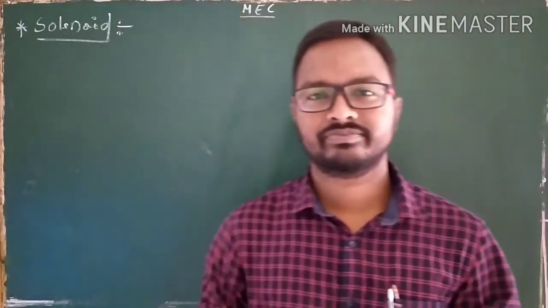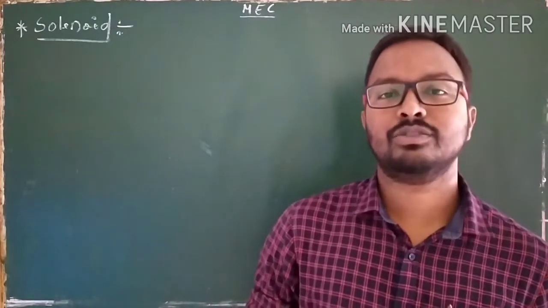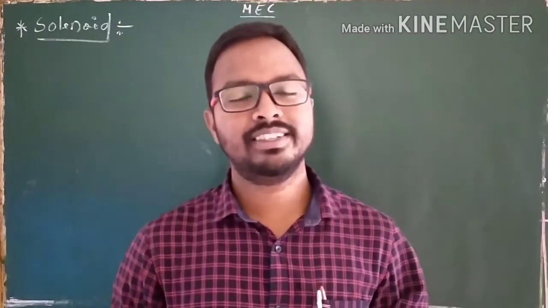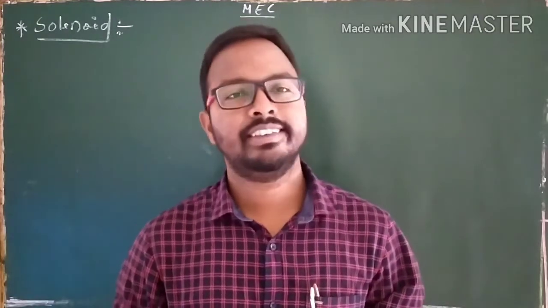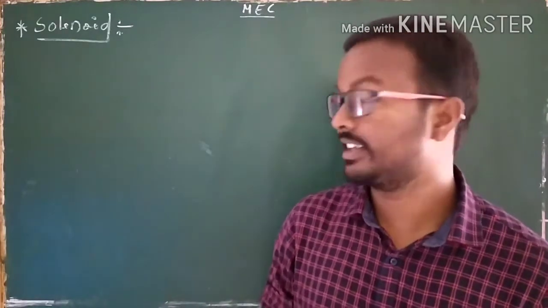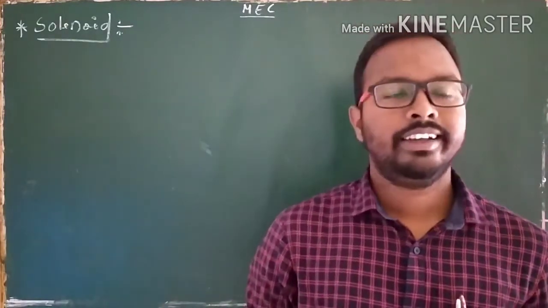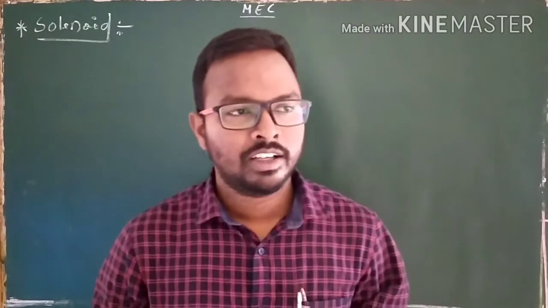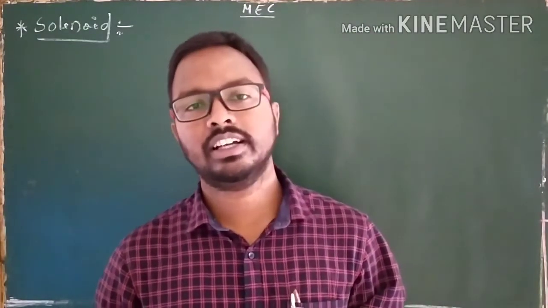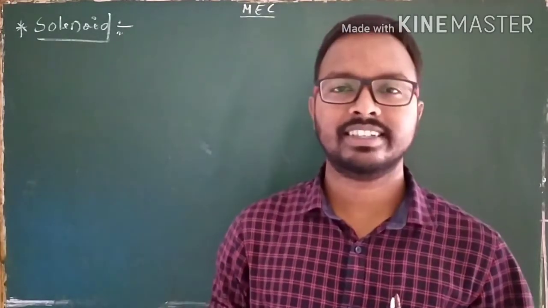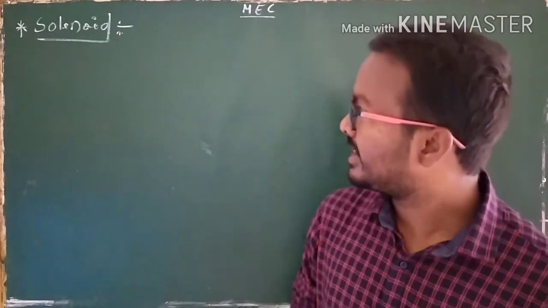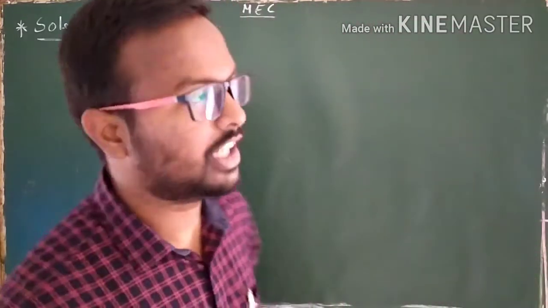Hello students, last class we discussed what Ampere's circuital law is and its application, how to find the magnetic field strength due to hollow and solid infinitely long cylindrical wire. Now we will discuss how to find the magnetic field strength inside a solenoid and how to find the magnetic field strength inside a toroid, using Ampere's circuital law. Clear? So first we will discuss what a solenoid is.